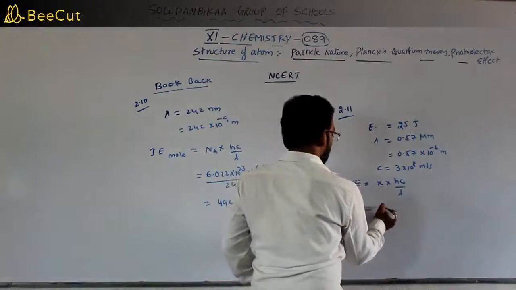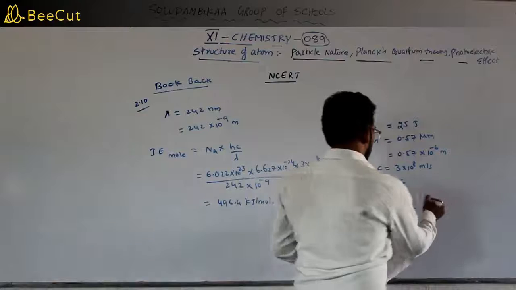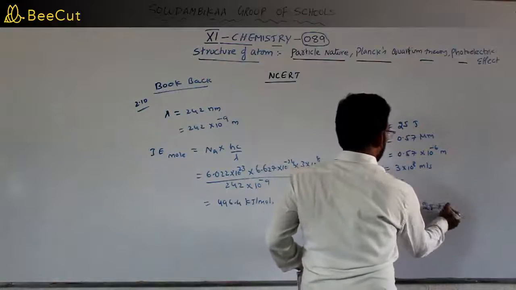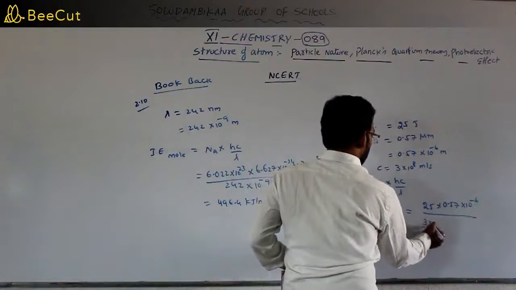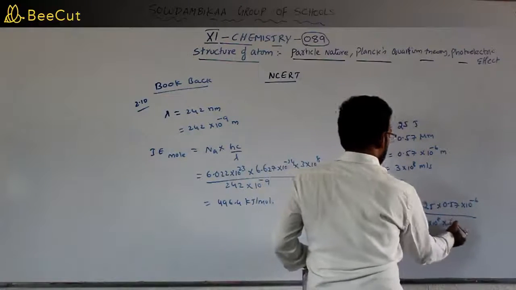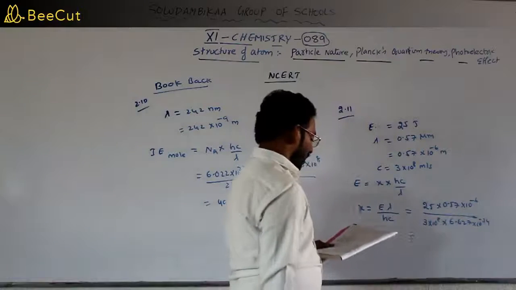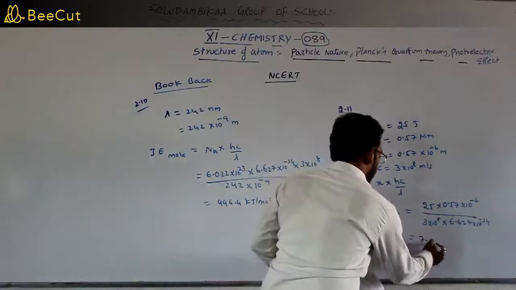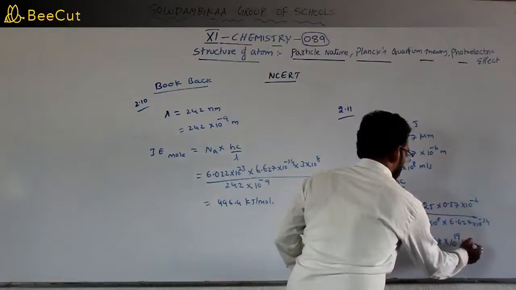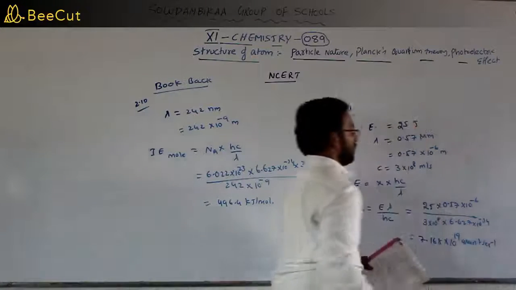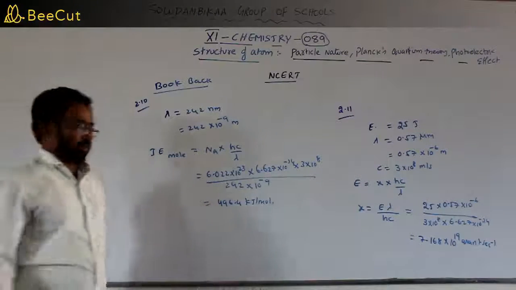Now x is equal to E lambda by hc. What is energy given? 25. What is lambda? 0.57 into 10 power minus 6, divided by velocity of light 3 into 10 power 8, into Planck's constant 6.627 into 10 to the power minus 34. Upon solving, we will get x value 7.1688 into 10 to the power 19 quanta per second. This is the answer for this question. Already we have solved this type of question in in-text questions.